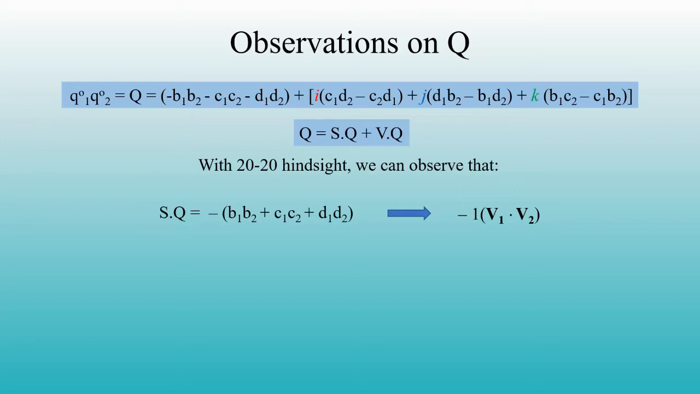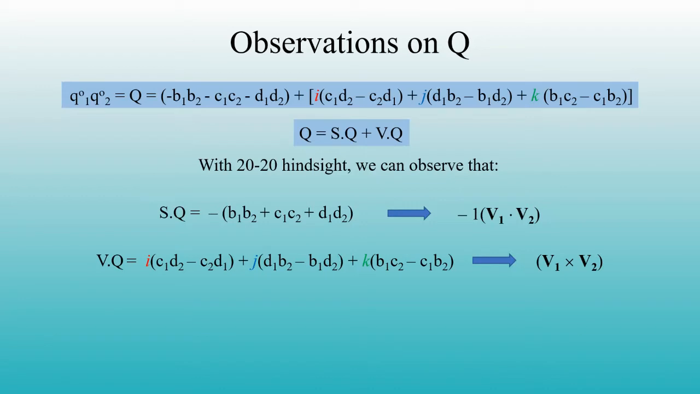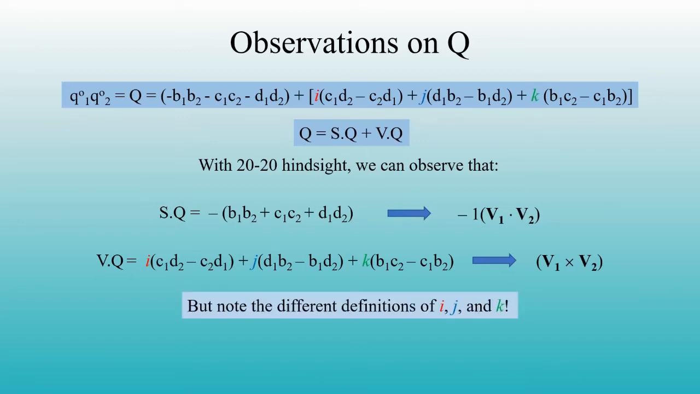times the sum of the diagonals, which we can further recognize as strongly resembling the dot product of two modern vectors containing the components b, c, and d. Similarly, we can see that V.Q is very similar to what we today call the cross product of the two vectors. But be careful, these two sets are not the same.